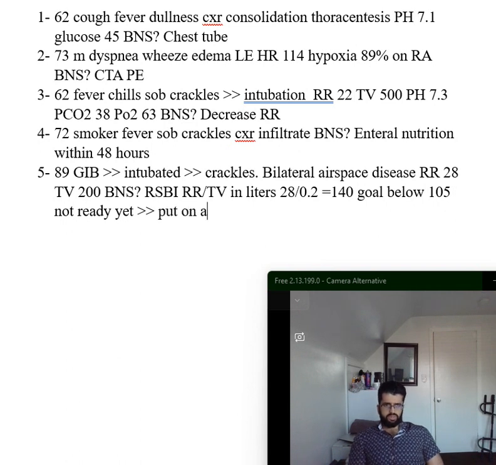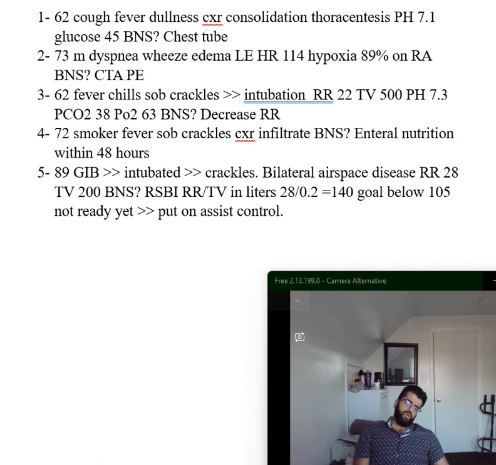So what do you want to do? Put on assist control, okay? That's what you want to do. And continue daily SBT, consider tracheostomy after 10 to 14 days if you can't get them off the vent. But if the patient has an RSBI below 105, good mental status, follows commands, fewer secretions, strong cough, absent upper airway lesion, then you can extubate the patient, okay?